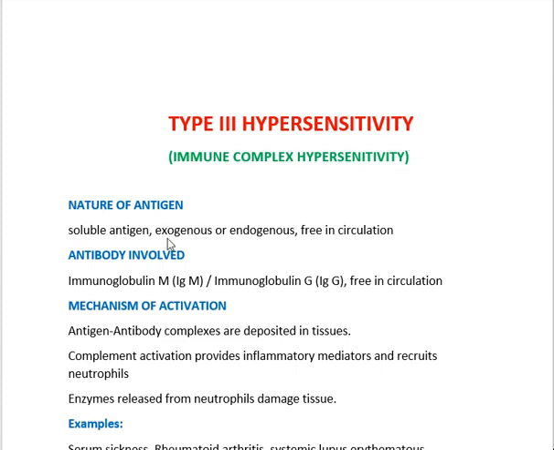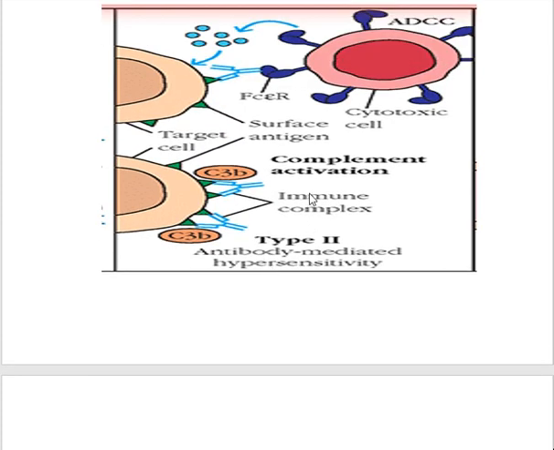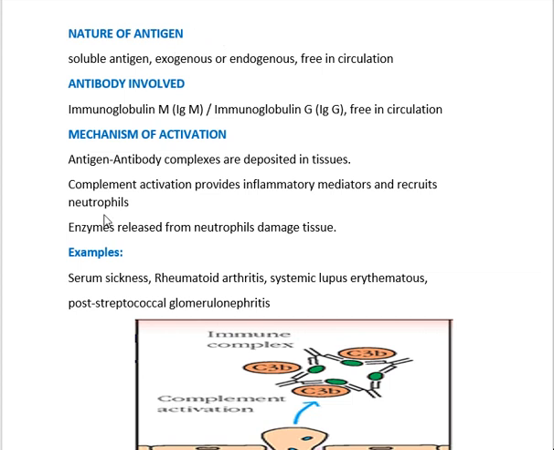Then coming to the nature of antigen, it's a soluble antigen, exogenous or endogenous, and free in circulation. And the antibody involved is IgM or IgG, but here it is going to be IgM, and in the previous one it is IgG. Then moving to the mechanism of activation, antigen-antibody complexes are deposited in tissues, and complement activation provides inflammatory mediators and recruits neutrophils. And enzymes released from neutrophils damage the tissue.